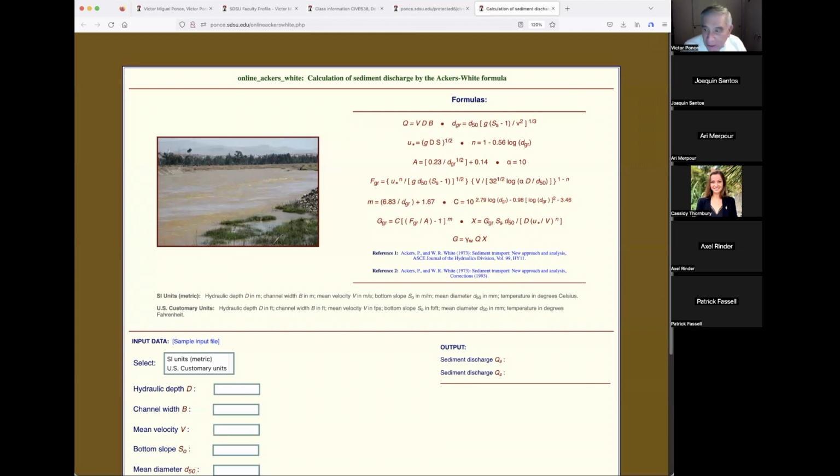So this is the Ackers and White formula. And over here, I'm going to do the same thing. Hydraulic depth, channel width, mean velocity, what did I say? 1, right? Bottom slope, we put 0.001. Suffice it to say that the bottom slope is really what controls here. Mean diameter, temperature, in this case temperature is needed because it enters into the computation. The specific gravity is not needed, okay?